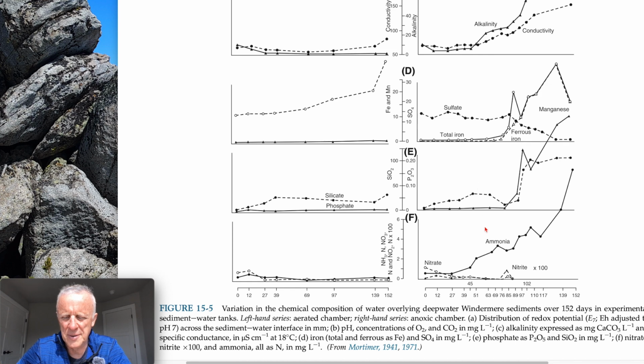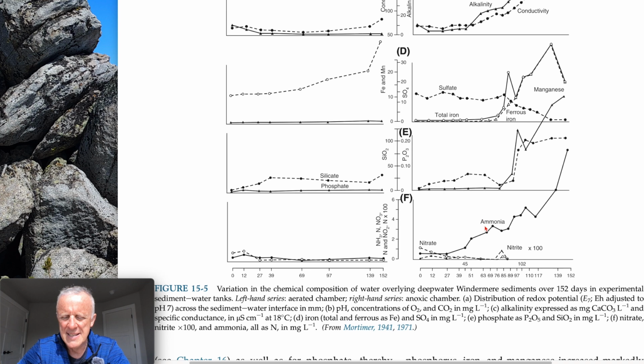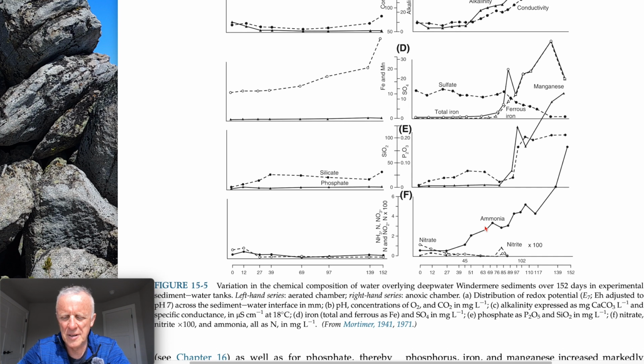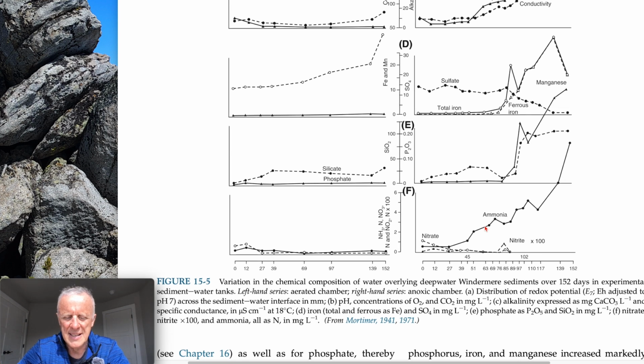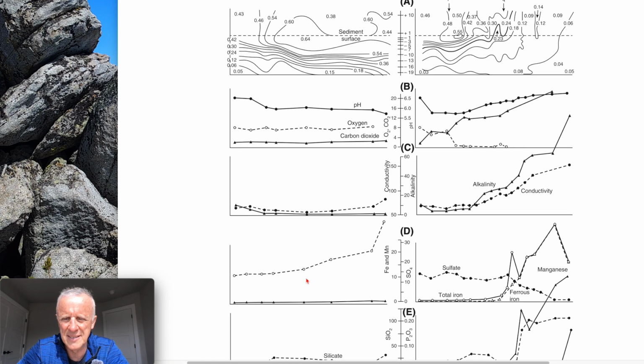A, distribution of redox potential. B, pH, concentration of oxygen and carbon dioxide in milligrams per liter. C, alkalinity expressed in milligrams of calcium carbonate per liter, and specific conductance. D, iron, total and ferrous iron, and sulfate in milligrams per liter. E, phosphate as P2O5 and silicon dioxide in milligrams per liter. And then F, nitrite multiplied by 100 and ammonia, all as nitrogen in milligrams per liter. So that's a lot of graphs here.